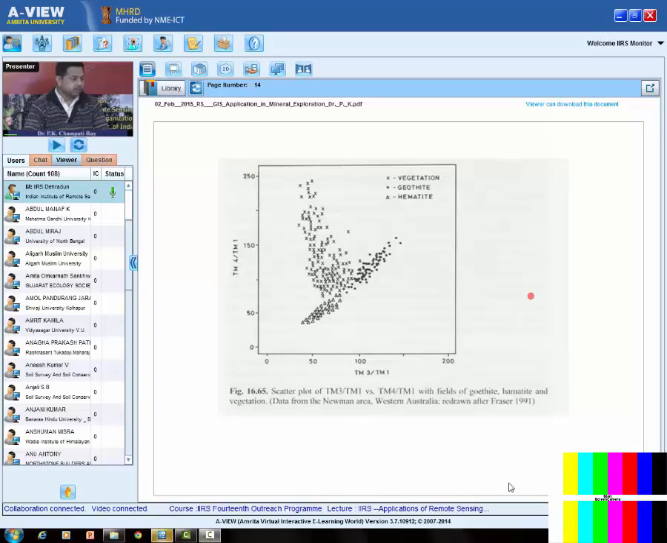And this is one example, again some kind of a two-axis plot, TM4 upon TM1 on the y-axis, and on the x-axis TM3 upon TM1, and it clearly differentiates the vegetation, goethite and the hematite. So this shows that the spectral bands, which are very broad bands in case of the thematic mapper, nevertheless help to differentiate the goethite, the hematite and the vegetation in a specific case.